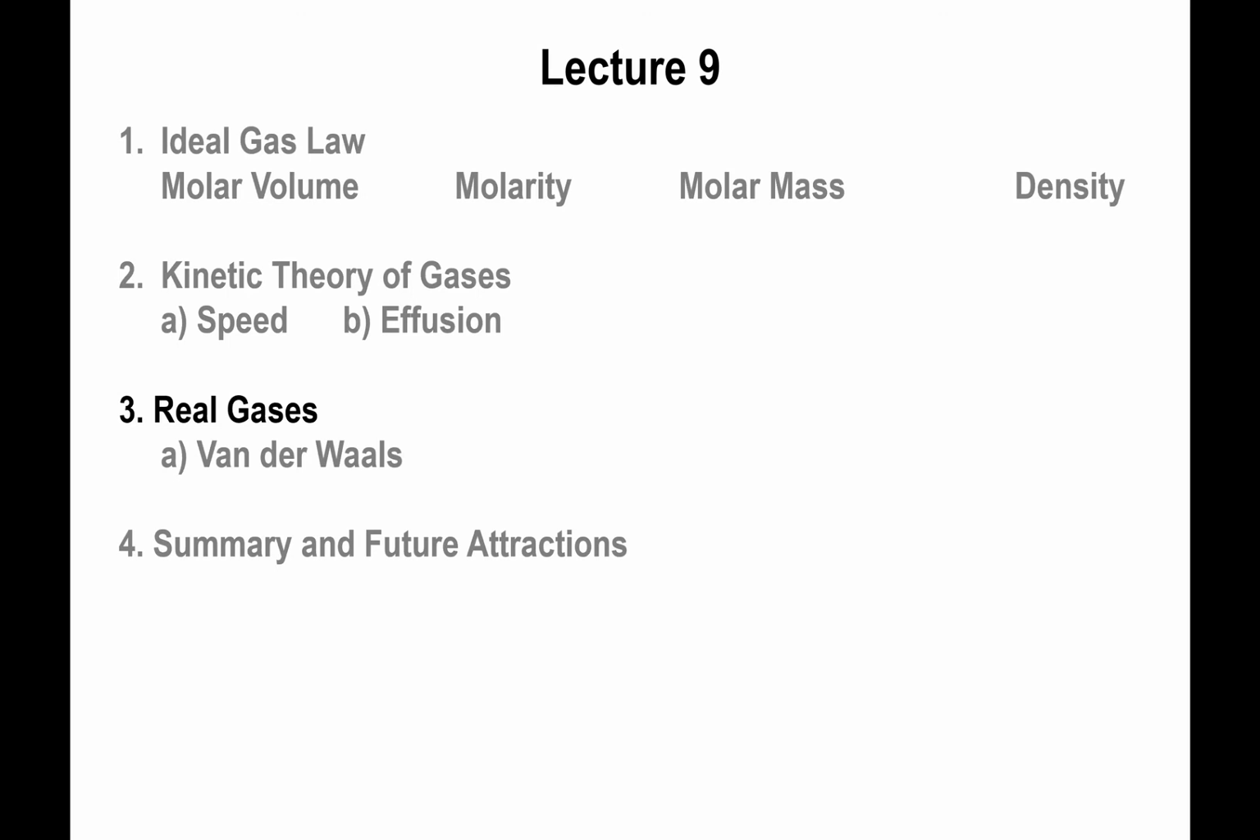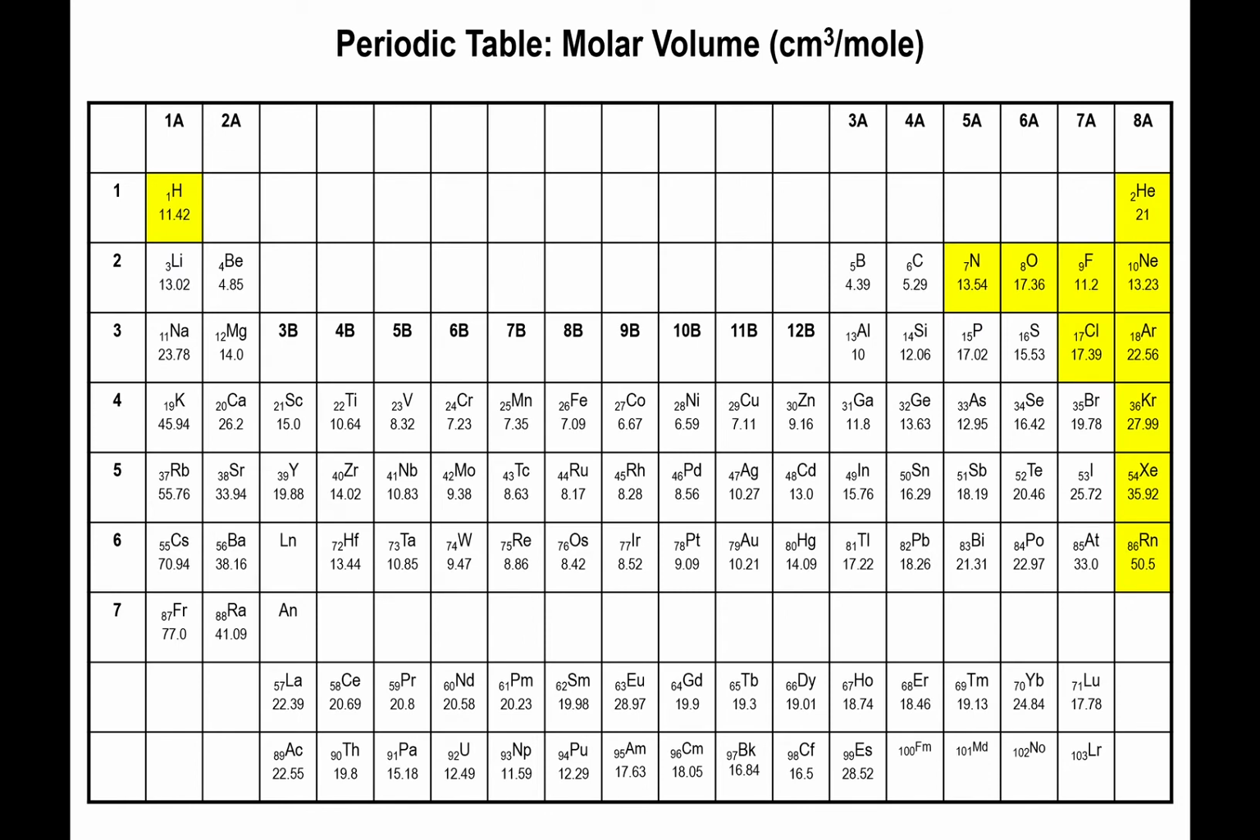Okay, so we are on to the last topic of lecture 9, real gases. I mentioned to you earlier in a different video that the molar volume of a gas is given here on the periodic table for the gaseous elements. We see that the values are kind of close to each other, in the vicinity of 15 and 20, roughly speaking. But the key idea is that they are not the same.